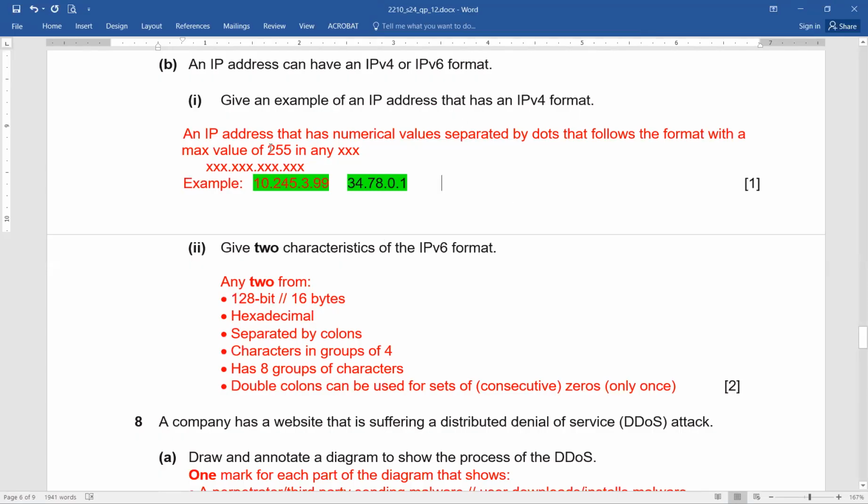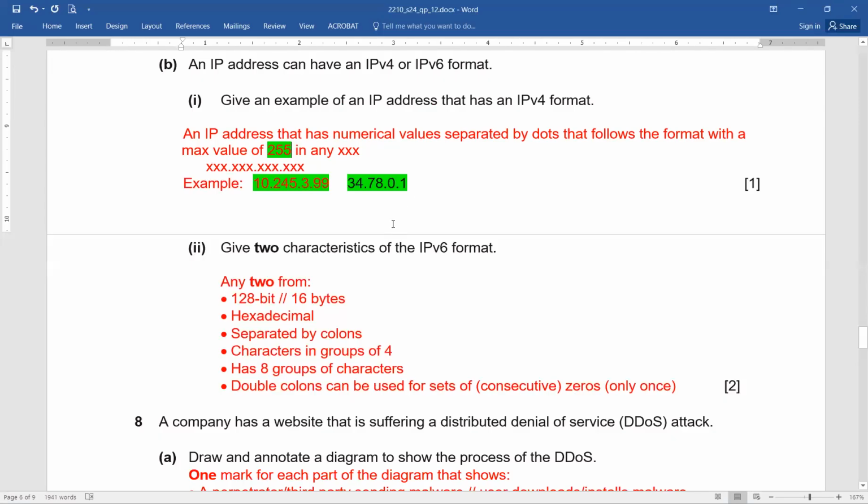But just remember, this is your most important thing. The value should be between 0 to 255 and it should be composed of 4 numerical values separated by 3 dots. This is the main portion. Separated by dots, the value is maximum 255, and 4 values are going to be there, separated by a dot.